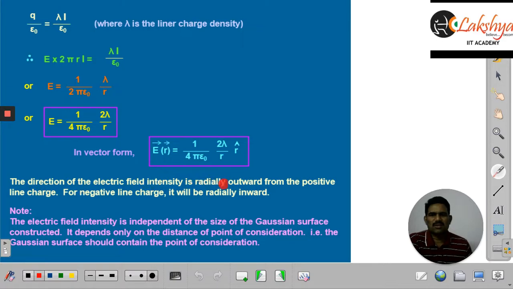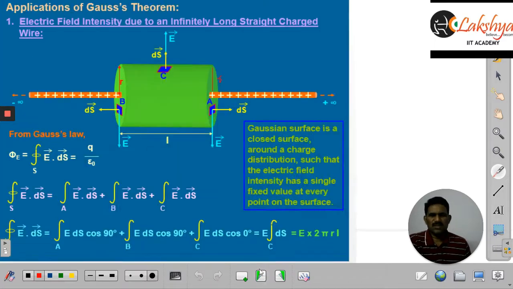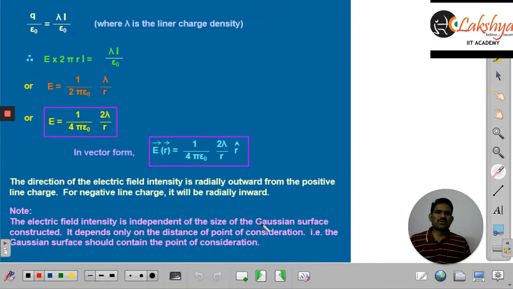The direction of the electric field intensity is radially outward from the positive line of charge. For a negative line of charge, it will be radially towards this wire. So here the electric field intensity is independent of the size of the Gaussian surface constructed. It depends only on the distance of consideration, that is, the Gaussian surface should contain the point of consideration. This we already discussed when we were discussing Gauss law itself. The flux passing through the Gaussian surface does not depend on the size of the Gaussian surface. It depends majorly on the charge enclosed by this Gaussian surface.